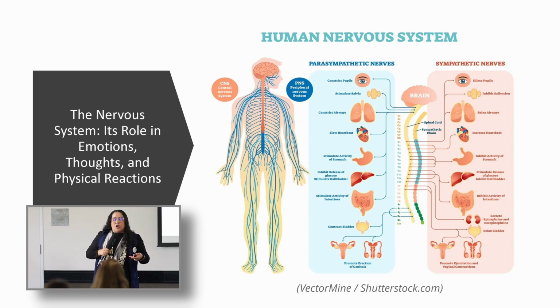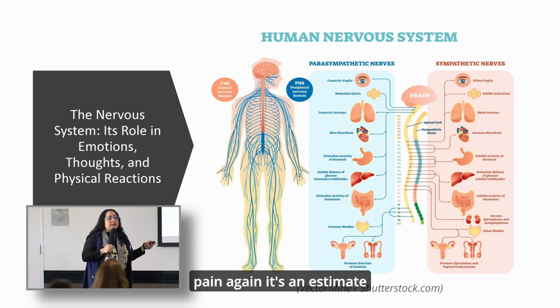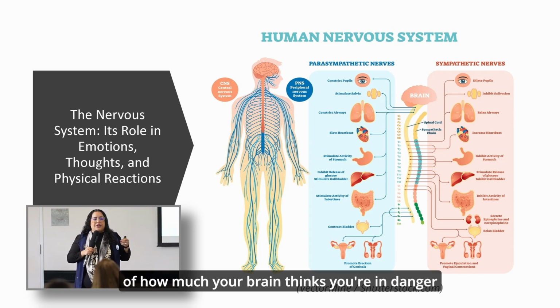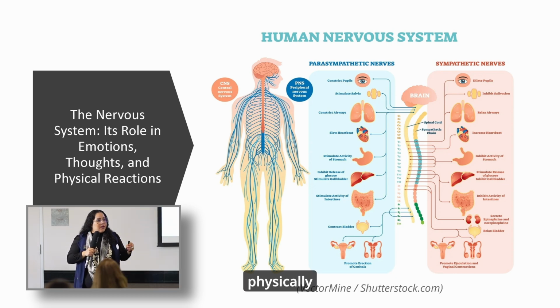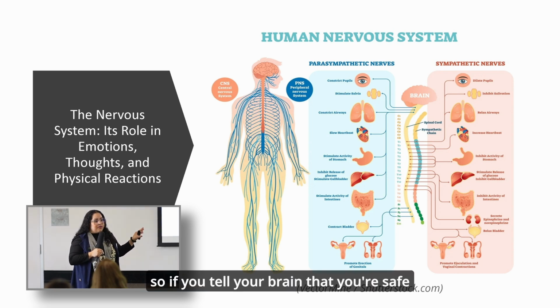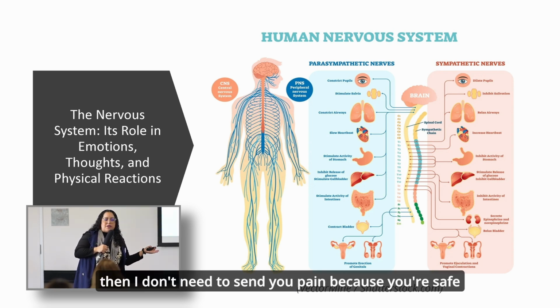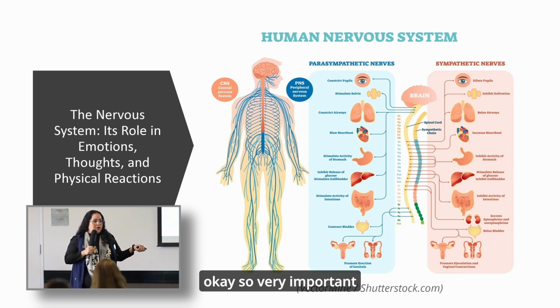Also, pain. Okay, pain again. It's an estimate of how much your brain thinks you're in danger physically. So if you tell your brain that you're safe, your brain says, oh, then I don't need to send you pain because you're safe. So very important.